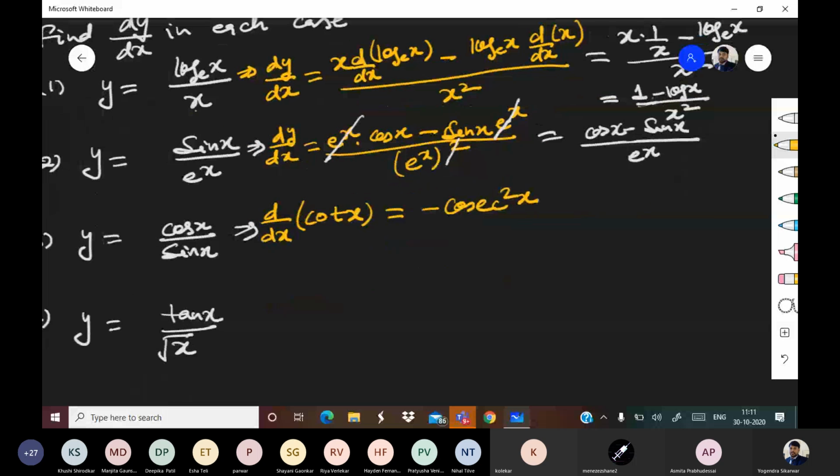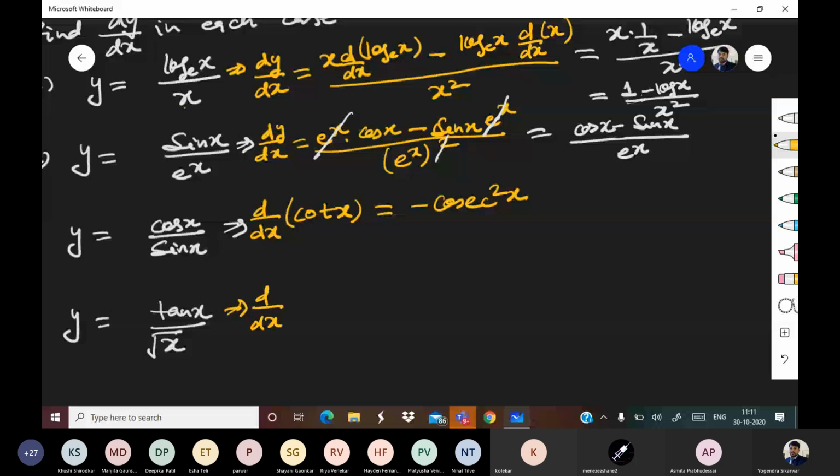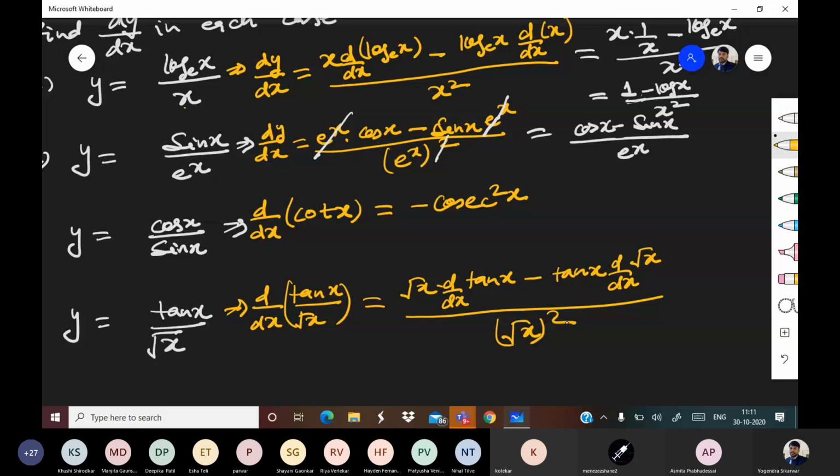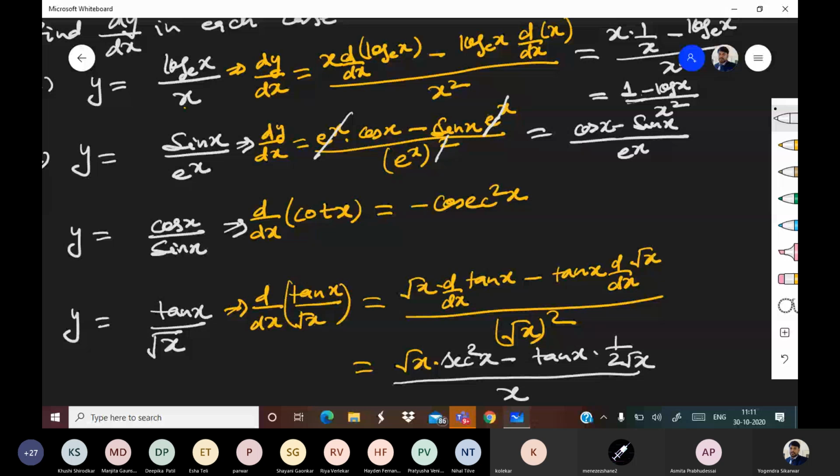Okay. And in the last part, it is d by dx of tan x upon root x. So that will be root x into differentiation of tan x, minus tan x into differentiation of root x, upon root x whole square, which can be written as root x into sec square x minus tan x into 1 upon 2 root x, upon x, because root x square is x. That will be the answer.